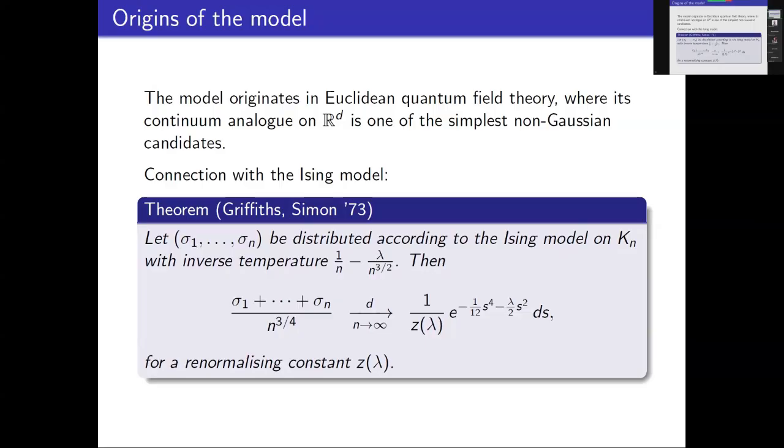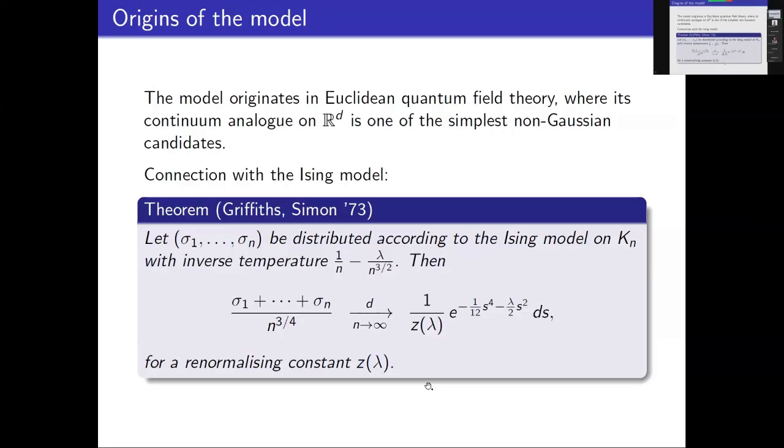And why phi-four? Because 4 is the next integer which is even and larger than 2. So this is somehow the simplest candidate for a non-Gaussian theory. And as you can imagine, constructing these fields can be very difficult in general. One way to construct them is to start from the discrete and then take some sort of limit. This is how the discrete phi-four was defined. But as it turns out, the discrete phi-four model is interesting in its own right. This was first observed by Griffiths and Simon, who proved the following result.